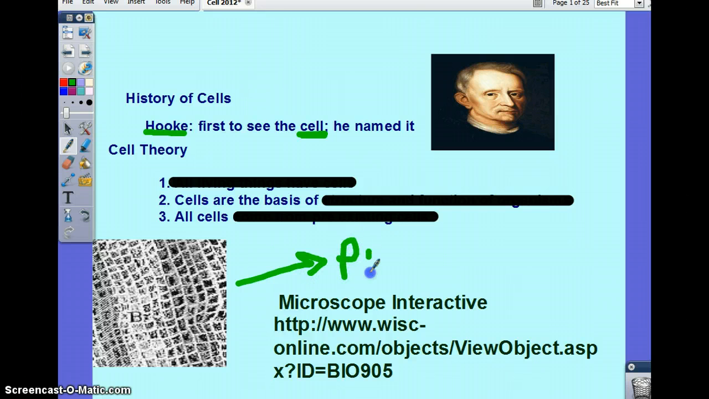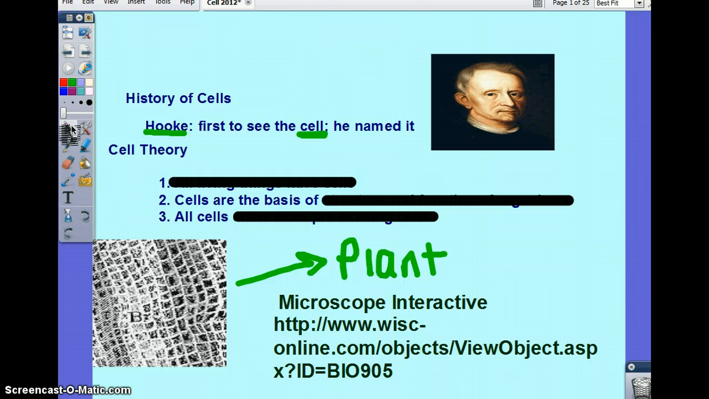How do you know that? Because plant cells have a rigid structure. Good. Plant cells have a rigid structure. What else? They're more shaped like squares. They're more square shaped versus what's round shaped? Our cells, which are animal cells. Good. So he named it cell because they look like prison cells.